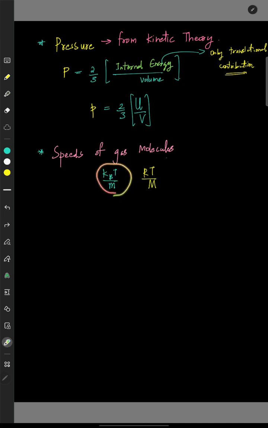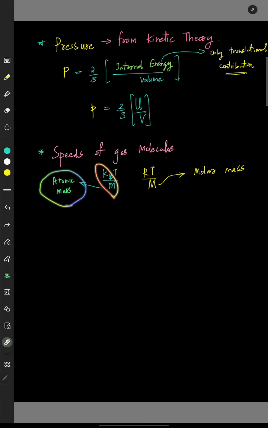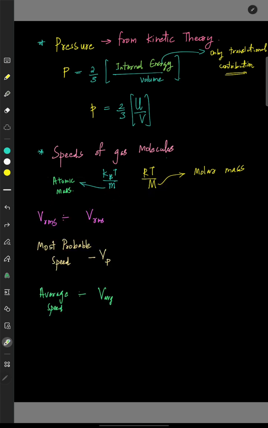Before we discuss the speed, we need to understand these two terms, kBT by m. Wherever this kB and small m come, with R we have the capital M. Both of these are identical. The small m represents the atomic mass and capital M represents the molar mass. Okay, with this definition, we have to understand the formulas for root mean square velocity, most probable speed, and average speed.